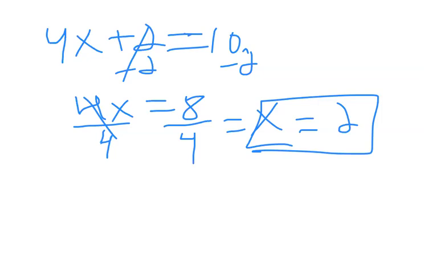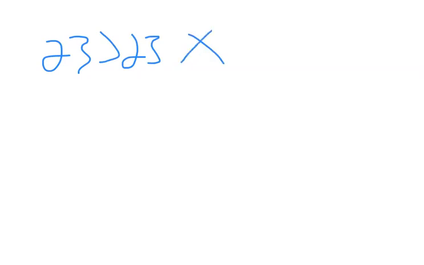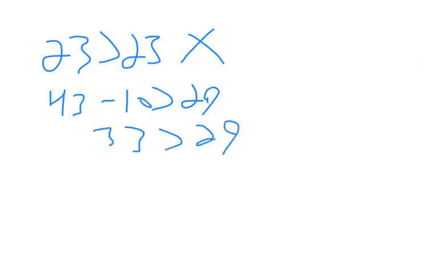Let's go on to some true and false equations. Let's see, is 23 greater than 23? No, that is false, because they are equal to each other. They're not strictly greater than itself. Next, 43 minus 10 is greater than 29. 43 minus 10 is 33, which in fact is greater than 29, so that is true.